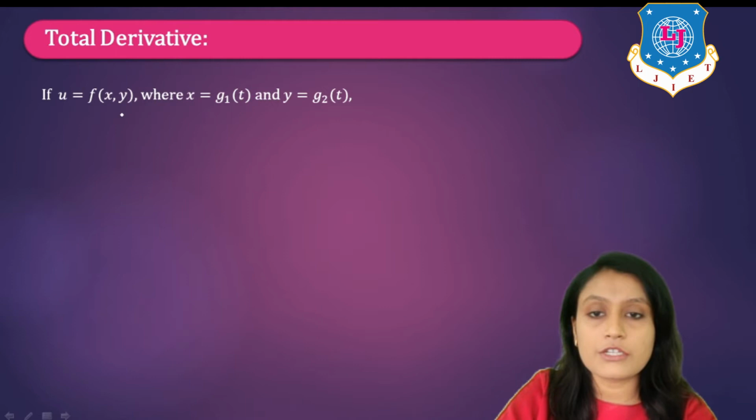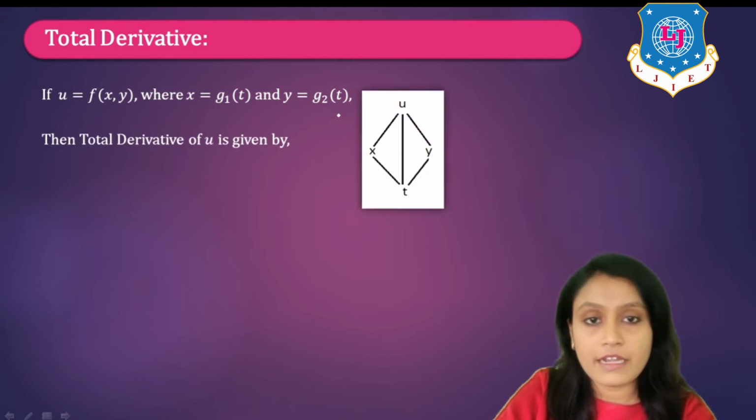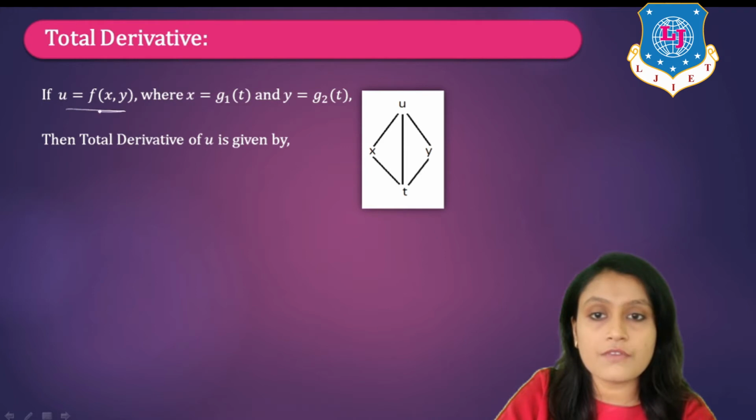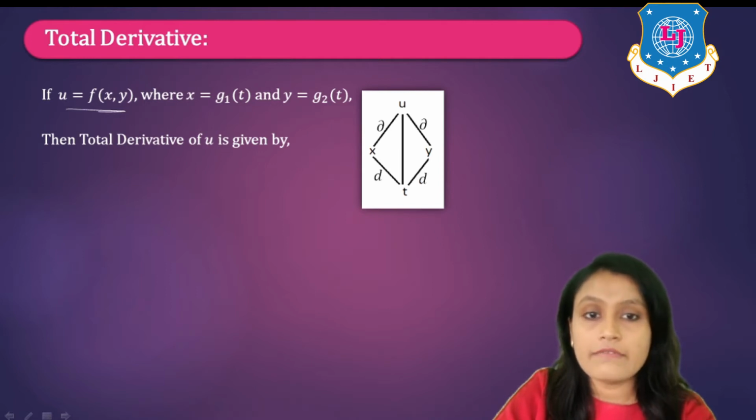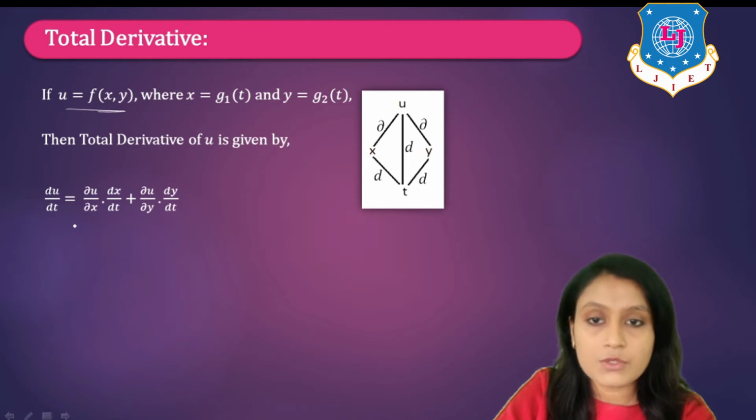Now we will study total derivative. So if u is a function of x, y, and x is a function of t, and y is also a function of t, firstly we will draw the tree diagram. You can see here u is a function of x and y, right? And x and y both are functions of t, so we will write t here. Now u is a function of two variables, so we will write del, and this x and y are functions of the single variable t, so we will write d.